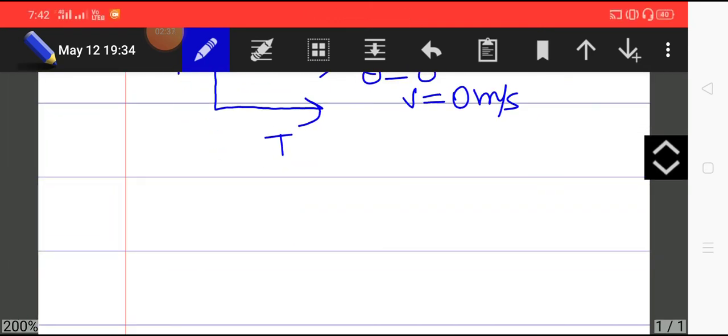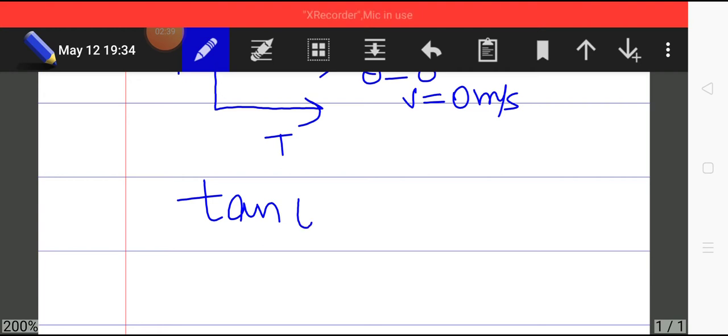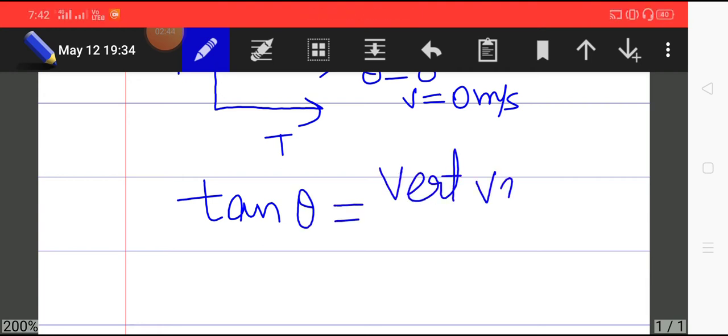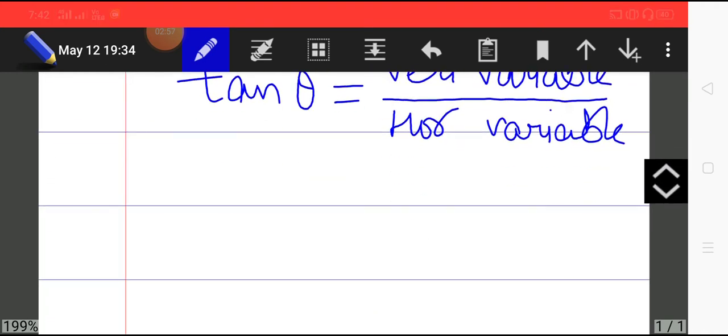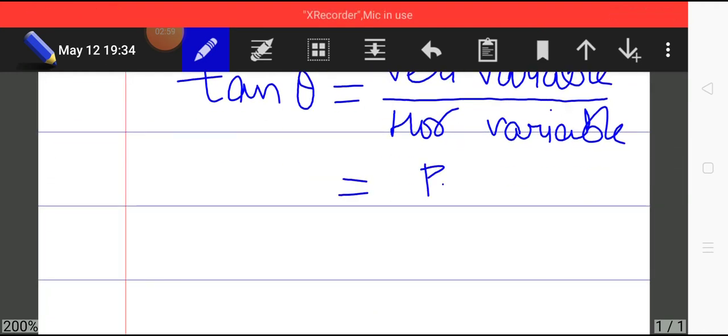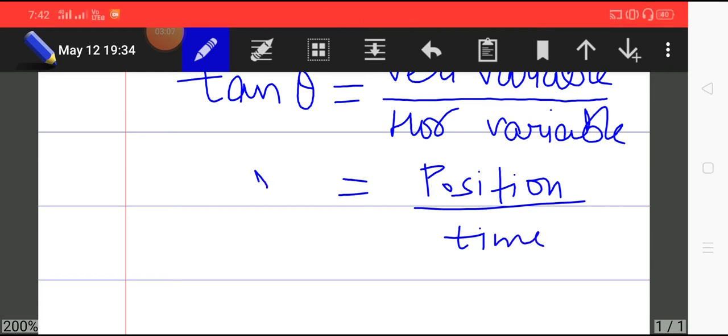You are also noticing one thing, that tan theta is giving you the vertical axis variable divided by the horizontal variable. In this case, our vertical variable is position and our horizontal variable is time, and position by time is velocity. Hence tan theta is giving us velocity in the position-time graph.